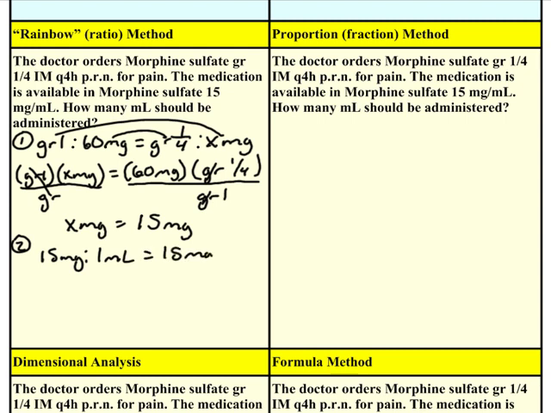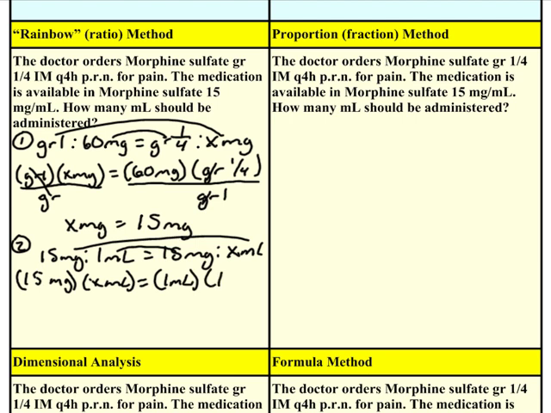The doctor ordered 15 milligrams, and we need to decide how many milliliters to give. We'll again multiply our means and our extremes. We get 15 milligrams times X ml equals 1 ml times 15 milligrams. To get X by itself, we divide both sides by 15 milligrams.